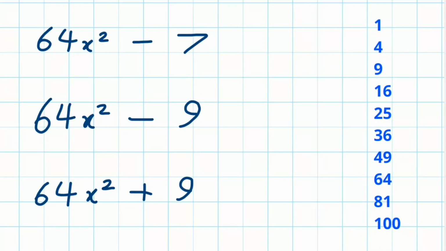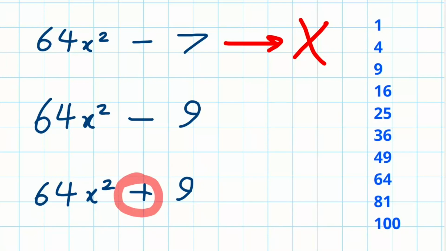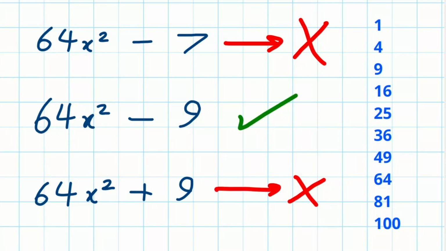On this screen you can see three expressions, but only one of them is a difference of two squares. Which one is it? Is it 64x squared minus 7? Well, 64x squared is a square, that's 8x times 8x, but 7 is not a square, so we cannot actually factorize this with difference of two squares. What about 64x squared plus 9? They are both squares, but it's a sum, not a difference. And what about 64x squared minus 9? Yes, that is correct. We can factorize that as (8x minus 3)(8x plus 3).